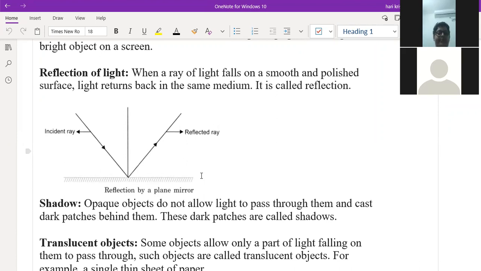So same medium means what? What is the meaning of same medium? Means in the same path, sir.